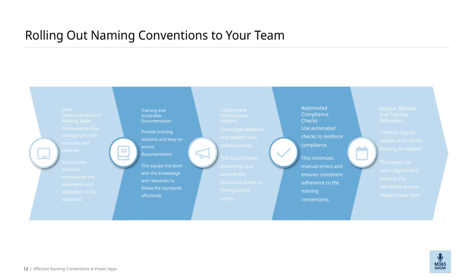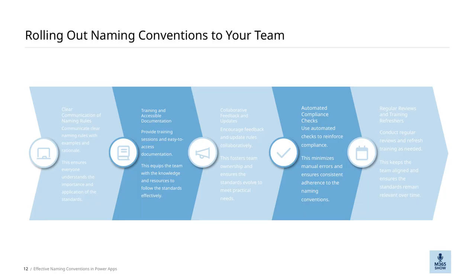Encouraging feedback from the team and updating our rules collaboratively is equally vital. When everyone feels involved in shaping the standards, it fosters ownership and ensures the guidelines evolve to meet practical needs. Providing ongoing training sessions and making documentation easily accessible also plays a big role. This way, your team has all the knowledge and resources they need to follow the standards effectively.